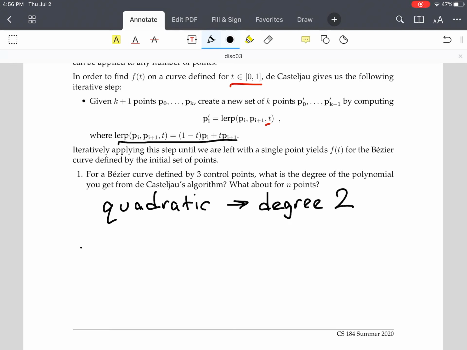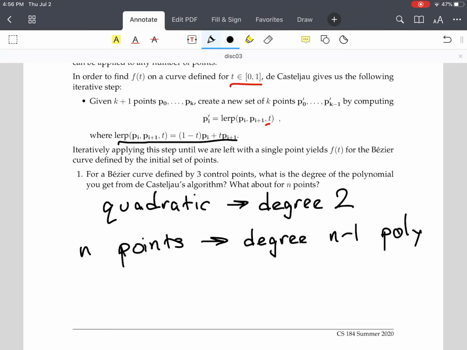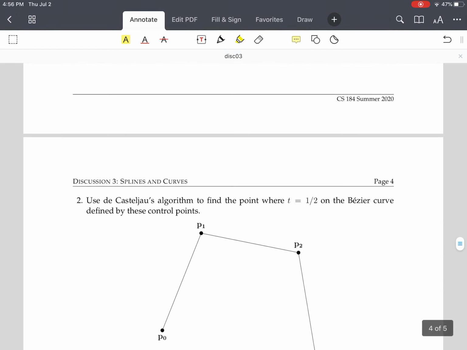Okay, and similarly for n points, we're going to get a degree n minus 1 polynomial. So actually, I guess this one's kind of confusing, but anyway, 3 control points, we get a quadratic, n points, we get an n minus 1 degree polynomial. Okay, and you'll actually see the math of how this works out in just a little bit when we walk through it. So let's keep going.